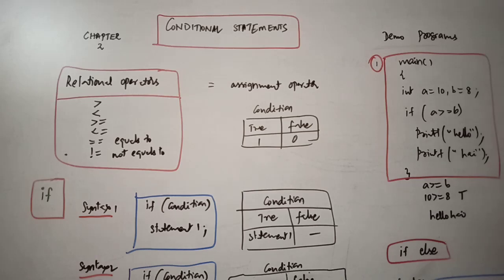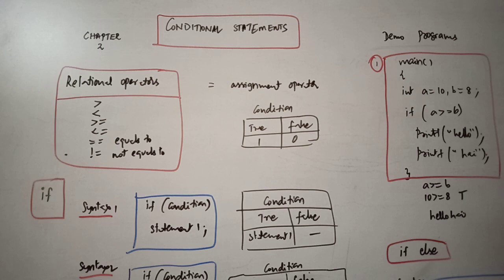Conditional statements. Chapter 2 in C language. Now, what do you mean by condition? Whenever you want to compare any two quantities, like biggest of two numbers, or whenever you want to check a condition, like average greater than 60 is first class, something like that, we use conditional statements.